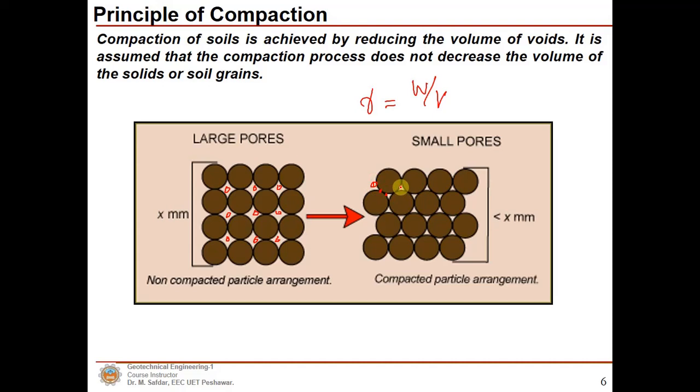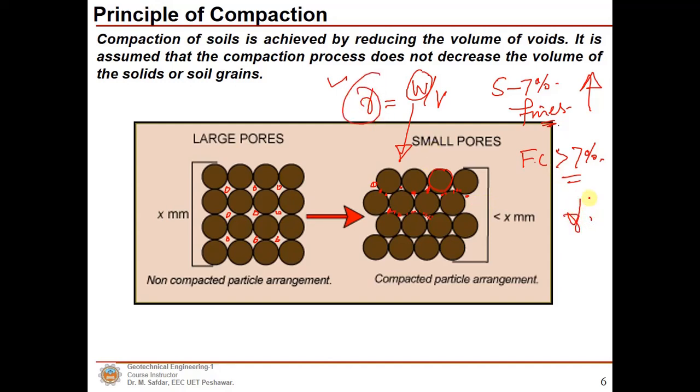Those fine particles will displace those bigger solid particles, which can reduce the weight in this particular soil. So I would say that 5 to 7% fines will increase the unit weight, but if fines content is more than 7%, this will decrease the unit weight of the soil.